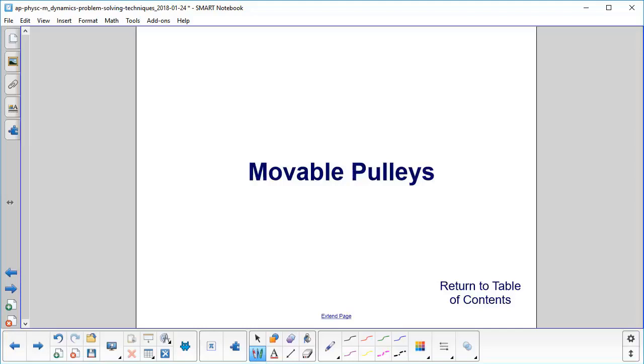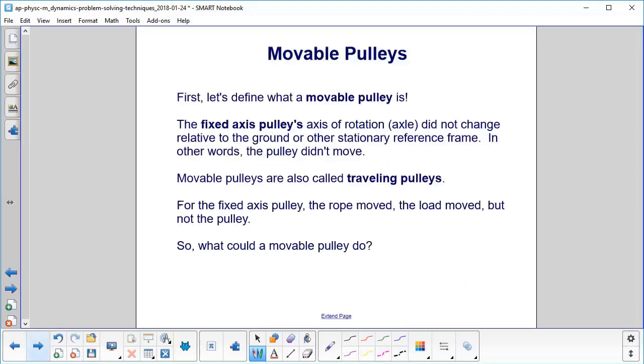Movable pulleys. First, let's define what a movable pulley is. We've already dealt with the fixed axis pulley. That's where its axis of rotation, which is its axle, did not change relative to the ground or other stationary reference frame. In other words, the pulley didn't move. Another name for movable pulleys is traveling pulleys. For the fixed axis pulley, the rope moved, the load moved, but not the pulley.